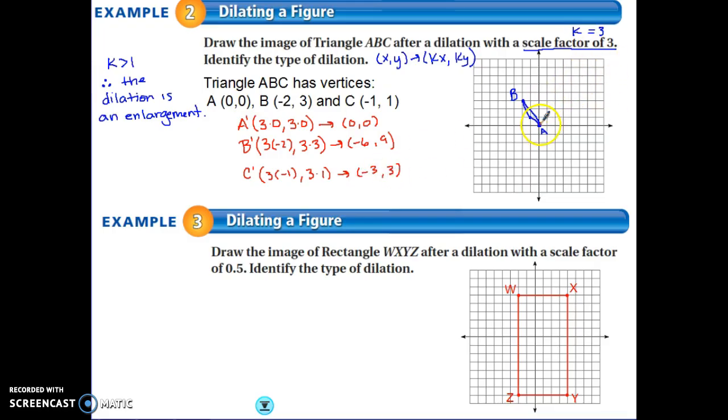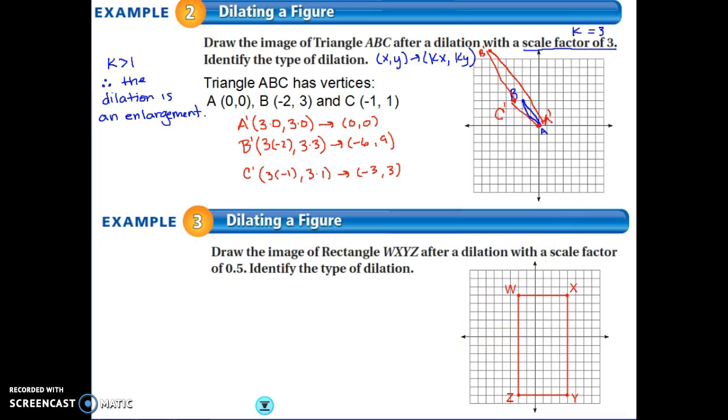So my new triangle will still have one vertex at the origin. My next coordinate is at -6, so 2, 4, 6, and then my y value is 9. It's going to be a little bit off my graph, that's fine. This is B prime. And C prime is -3, 3, which will be here. So again, drawing my triangle, it's going to be a very narrow triangle, but it will look something like this, where I have A prime, B prime, and C prime.